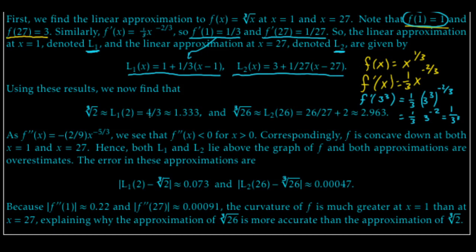And that's around 4/3. So notice what's happening here is I just have 1 plus 1/3 times 2 minus 1. So that's 1 plus 1/3, that's 4/3, and that's around 1.33. Similarly, when we find out what the cube root of 26 approximately is, we just plug it on into L2. We get L2 of 26. Plugging it in, we'll get 3 plus 1/27th times 26 minus 27. So that's 3 minus 1/27. So what we'll end up getting here is around 26 over 27 plus 2, something in this vicinity.